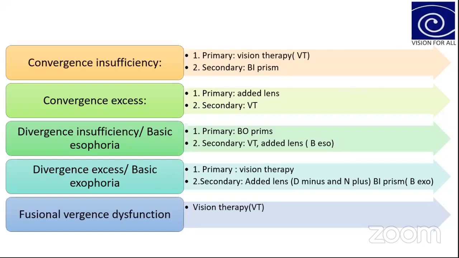In divergence insufficiency and basic exophoria, the primary treatment will be the base-out prism, and also the relieving prism. So that is for divergence insufficiency, the prism should be base-out prism, and the secondary treatment you can give is vision therapy for basic exophoria. And if you have other options like convergence excess in basic exophoria, you can give added lenses as well.